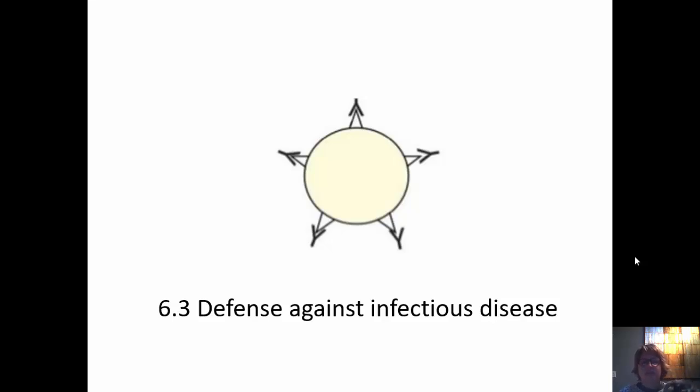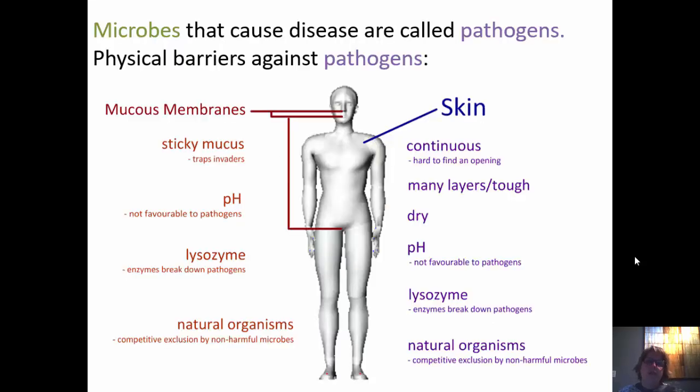So today's notes are for 6.3, Defense Against Infectious Disease. Microbes that cause disease are called pathogens. There are physical barriers that we have in our body against pathogens. You have two main categories externally or physically, and that is your mucous membranes and your skin. You can see mucous membranes down on the left here. Mucous membranes produce a sticky mucus. That mucus is there to trap invaders.